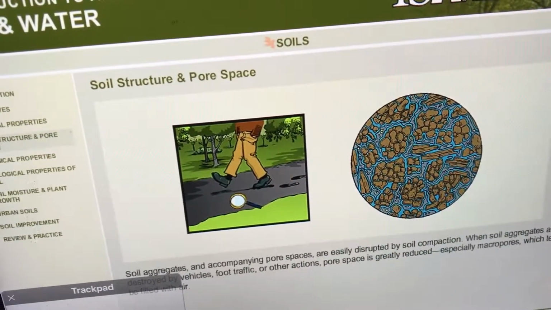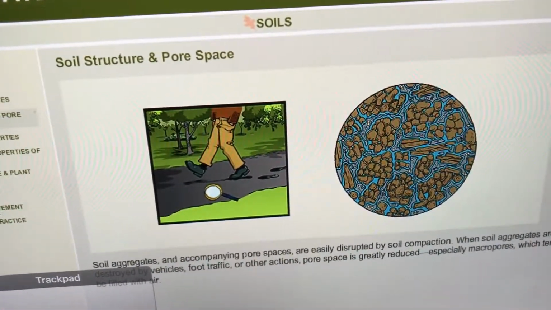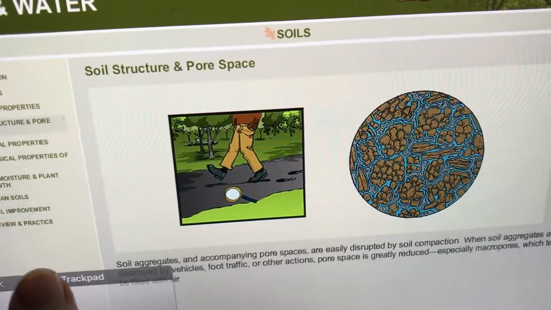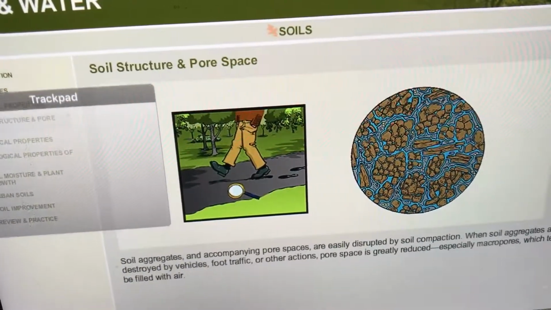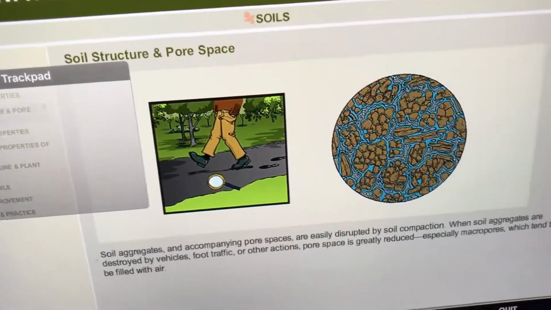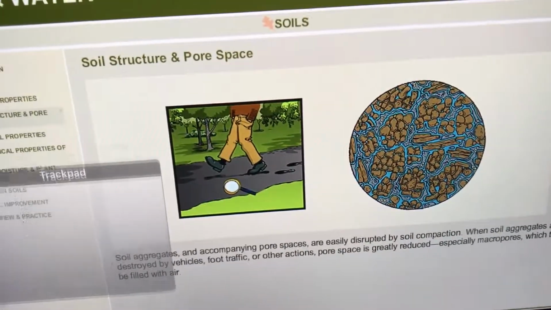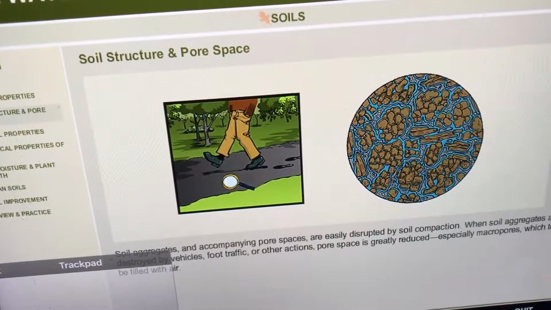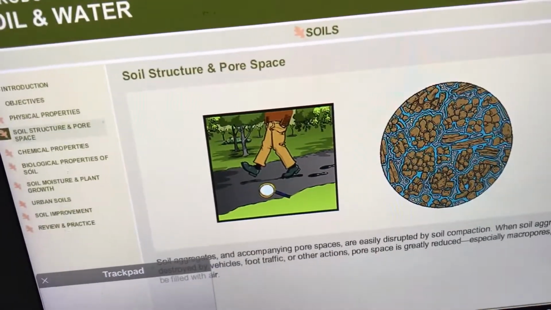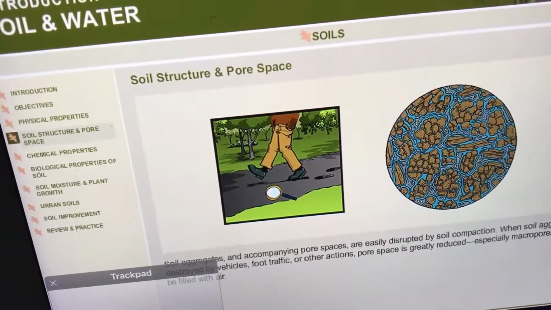Soil aggregates and accompanying pore spaces are easily disrupted by soil compaction. When soil aggregates are destroyed by vehicles, foot traffic, or other actions, pore space is greatly reduced, especially macropores, which tend to be filled with air.